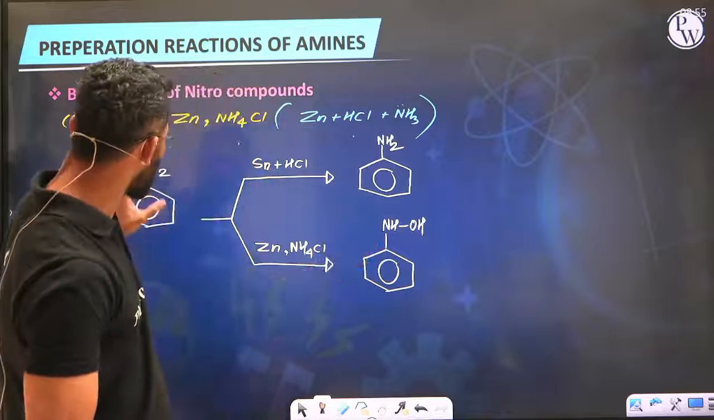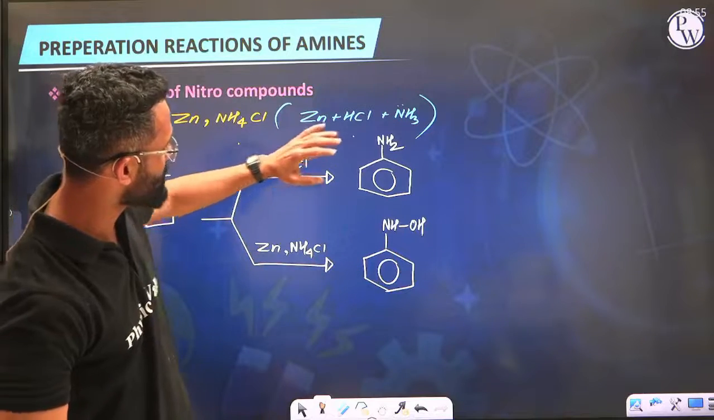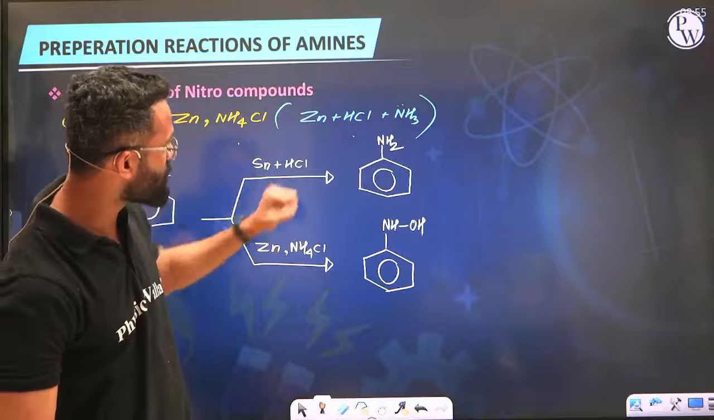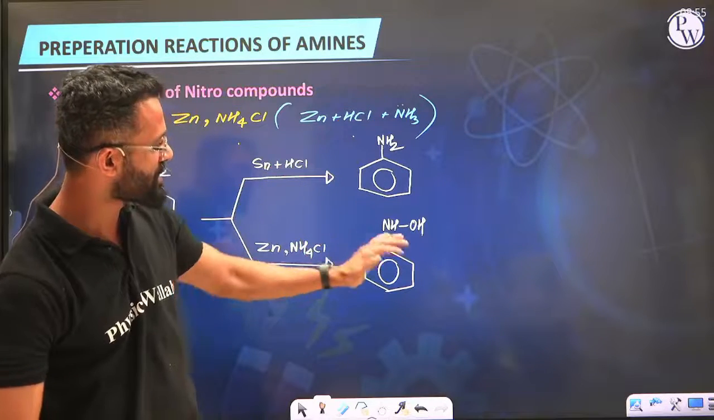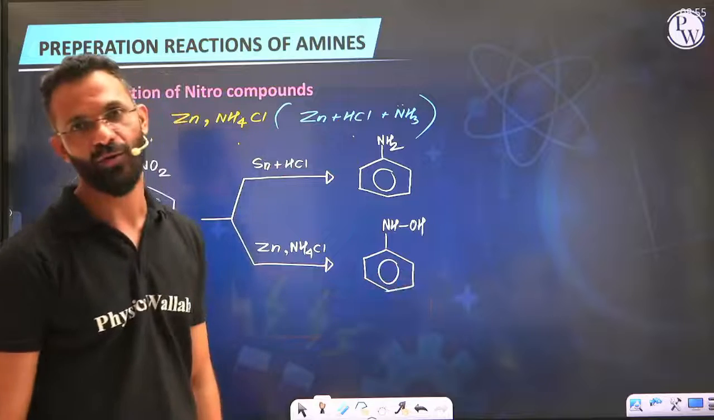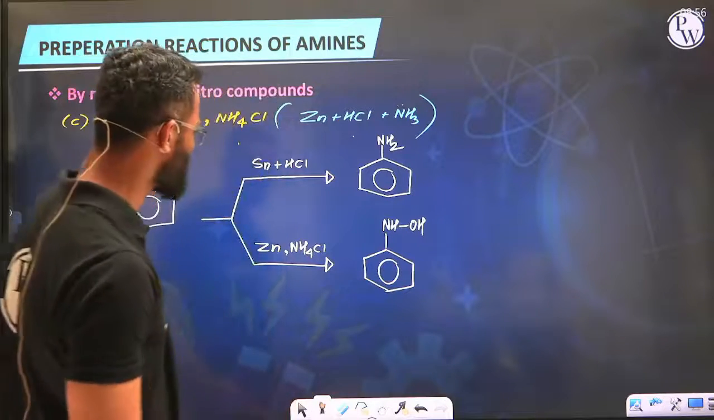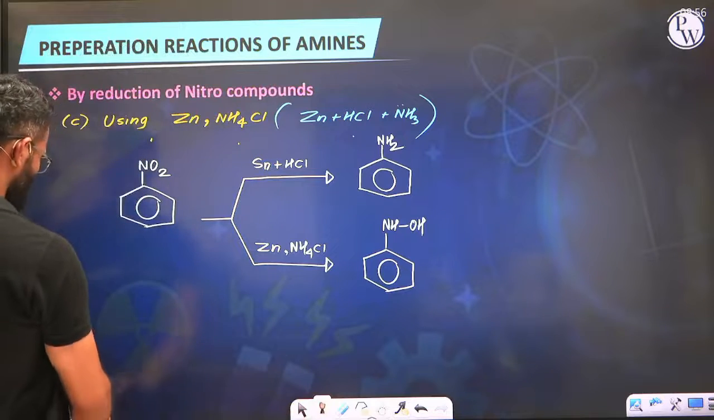So nitrobenzene upon metal acid reduction gives you aniline. The same metal acid combination in presence of a base such as ammonia gives you the partially reduced product, that is NHOH. Alright everyone. And now other than this, there exists one selective reduction case.